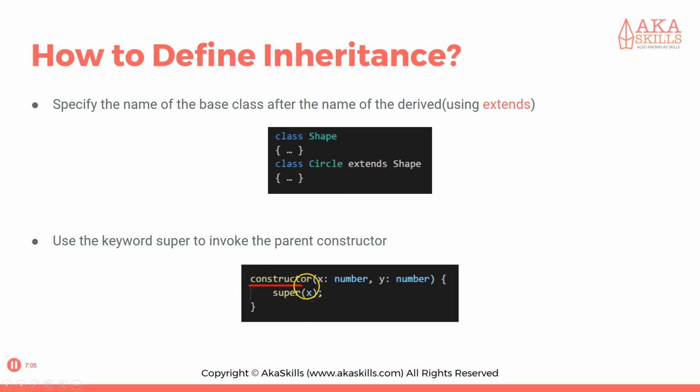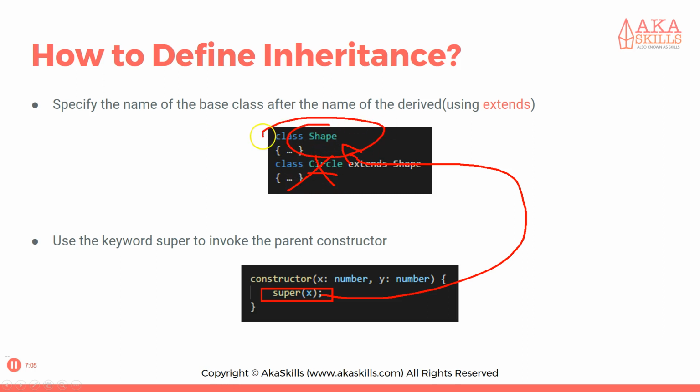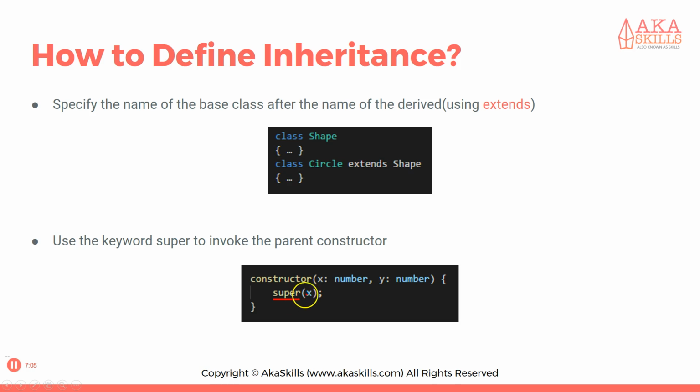We use the keyword super to invoke the parent constructor. If I have a constructor receiving x and y numbers, and here I want to call the constructor of the Shape class, not the Circle one, I want to call the Shape class constructor so I can reuse the code. Then I'm using the keyword super and I'm passing the parameters.